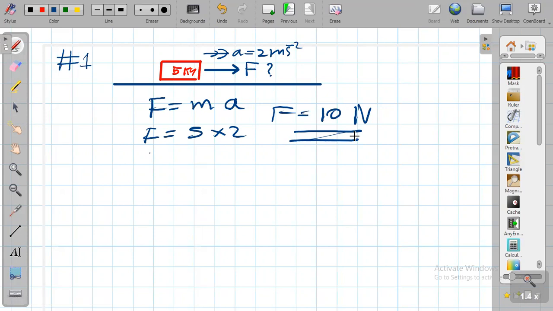Right. Let's write an important thing now. Newton's second law is known as the law of inertia. What? Newton's second law is known as what? Law of inertia. What is this inertia?